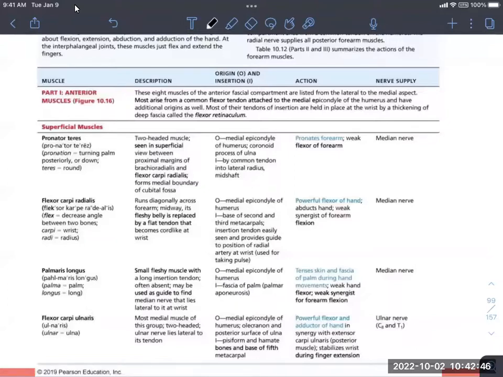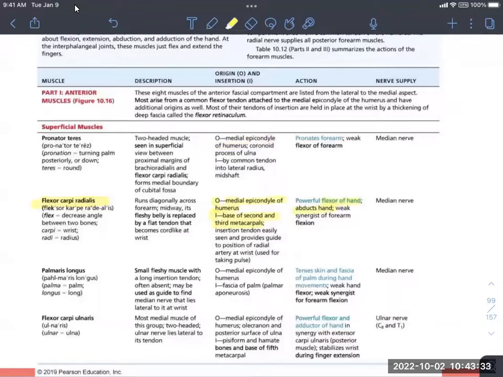We have flexor carpi radialis. Flexor carpi radialis originates at that medial epicondyle of the humerus. Sorry, I'm highlighting the wrong one. It originates at the medial epicondyle of the humerus, and it inserts at the base of the second and third metacarpals. It flexes the wrist or hand, and it abducts the hand.